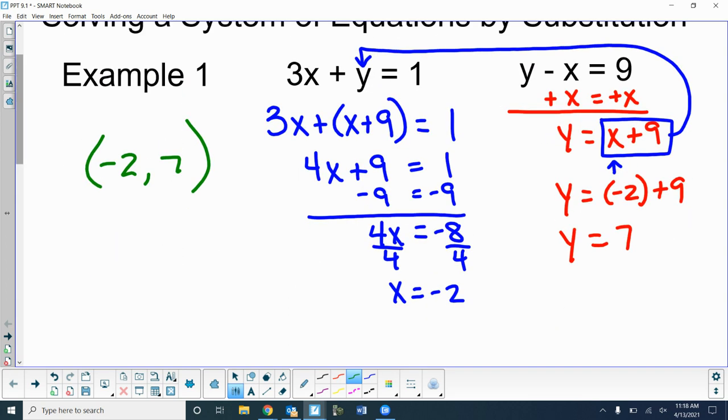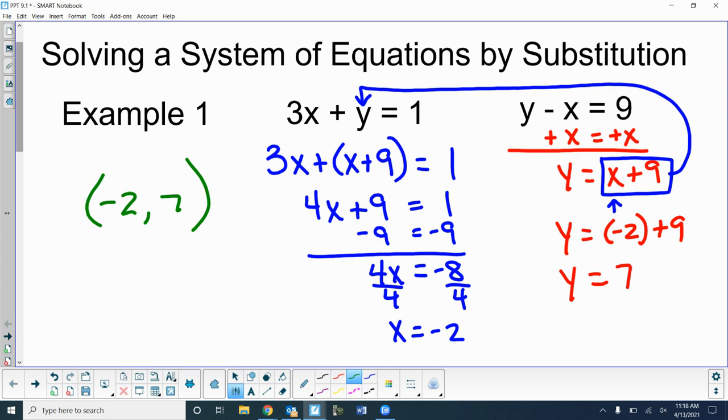And if we were to substitute in, 3 times negative 2 is negative 6, plus 7, you get a positive 1. And then 7 minus a negative 2 would be 7 plus 2 equals 9. So it works in both equations. So you can always check it if you're not sure.